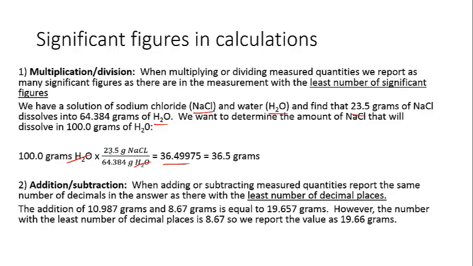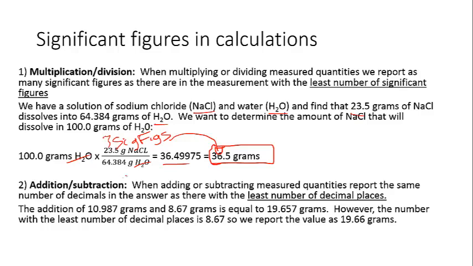Well, this number here, 23.5, has the least number of significant figures. It has 3 sig figs. So that means that your answer must be reported to 3 significant figures. So we would report our answer as 36.5 grams. So 36.5 grams of sodium chloride dissolves in 100 grams of H2O.